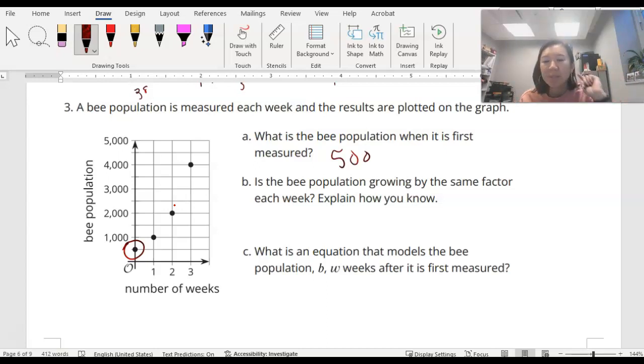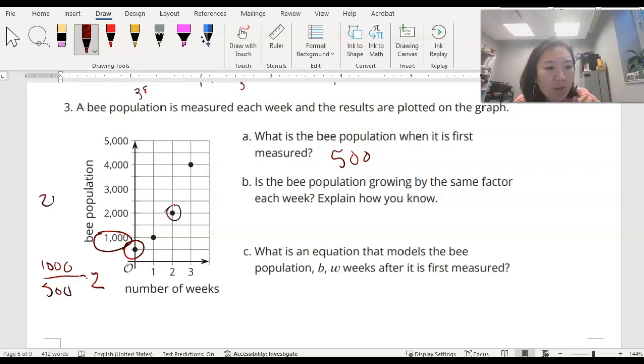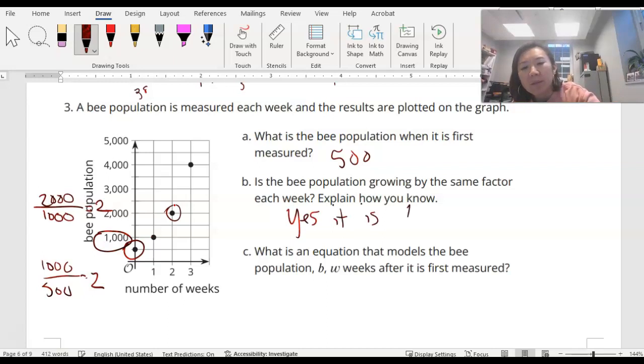It says, is the bee population growing by the same factor each week? Explain how you know. So after the first week, it is 1,000, and so 1,000 divided by 500 gives us 2. And then the next week it's 2,000, 2,000 divided by 1,000 gives us 2. So we can see that, yes, it is doubling, by a factor of 2.